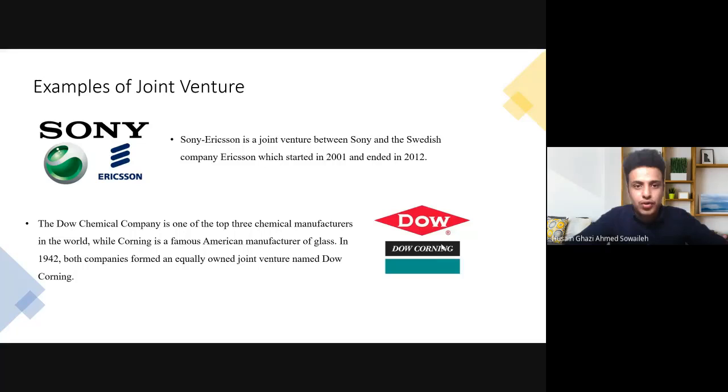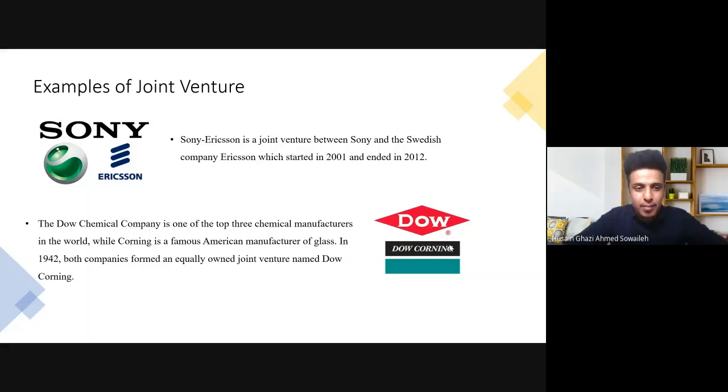So examples of joint venture. The first one is the cooperation between Sony and Ericsson. Sony Ericsson is a joint venture between Sony and the Swedish company Ericsson, which started in 2001 and ended in 2012. Sony took care of the production of the phones while Ericsson provided the knowledge for the phones.